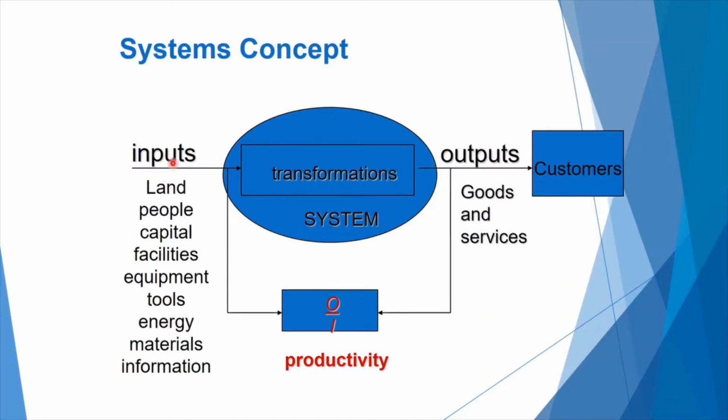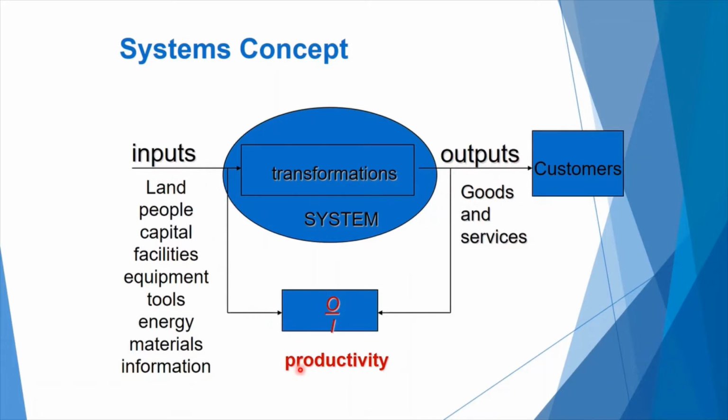Okay, we have a system concept here. Inputs, as you see: land, people, capital, facilities, equipment, tools, energy, materials, and information. And outputs are goods and services that we can sell on the market. We can deliver to the customers. And the relationship between inputs and outputs is productivity here. It means inputs transformed to outputs, and how much input we spend, what level of outputs. And the relationship between outputs and input is productivity.